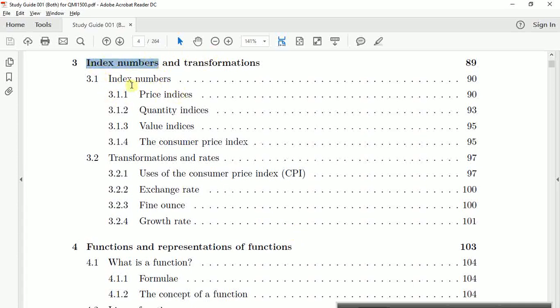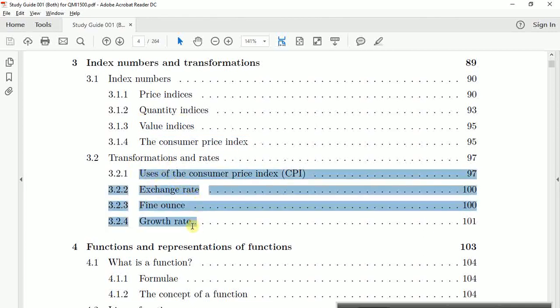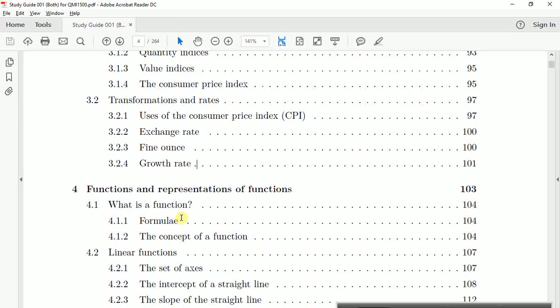An index, you'll see, is like a base. For example, you've covered economics, so you know what the consumer price index is. It's a measure of how cheap or expensive goods are currently, based on previous years. So that's what we'll look at there in terms of price indexes, quantity indices, value indices, etc. They even talk about CPI here as well. Then some transformations here, which is looking at conversions and calculations.